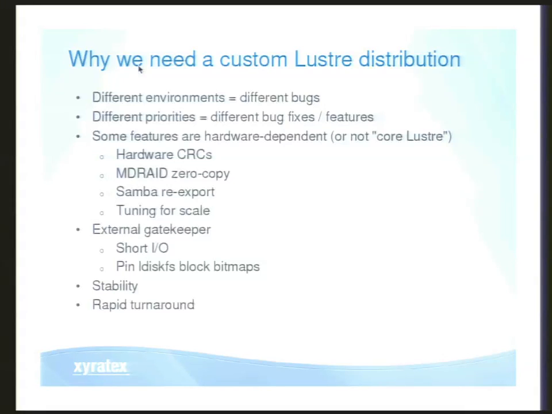And then finally, we have to have our own distribution in order to have our speed of turnaround. So we need to be able to react to specific situations in a rapid manner. So during the Blue Waters deployment, we had people around the world working 24/7 for 2 weeks straight, getting metadata issues sorted out, and we have to have our own tree in order to update and release those to our customers.